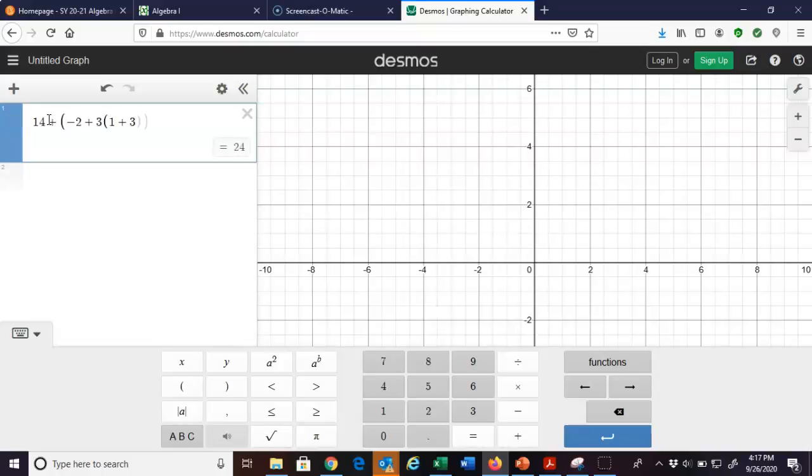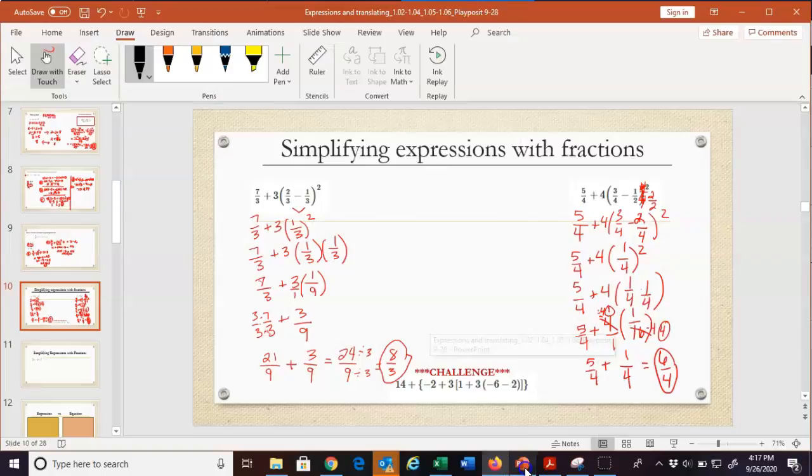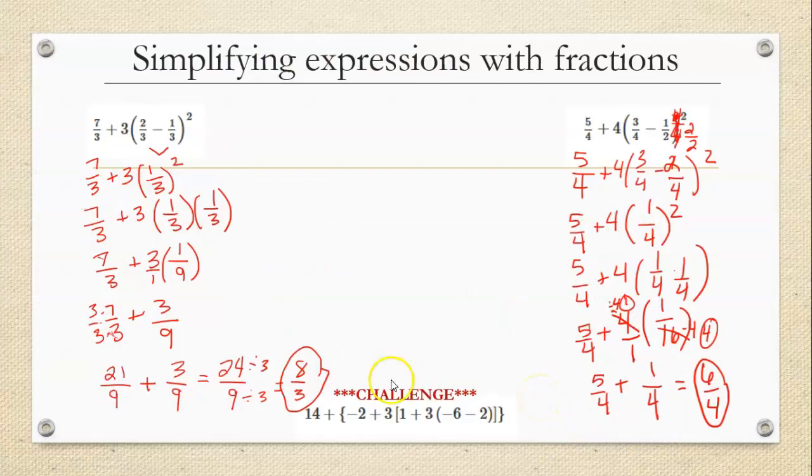1 plus 3, another parentheses, -6 minus 2, close, close, close. There we go. -57. So that'll confirm our answer for that. -57.